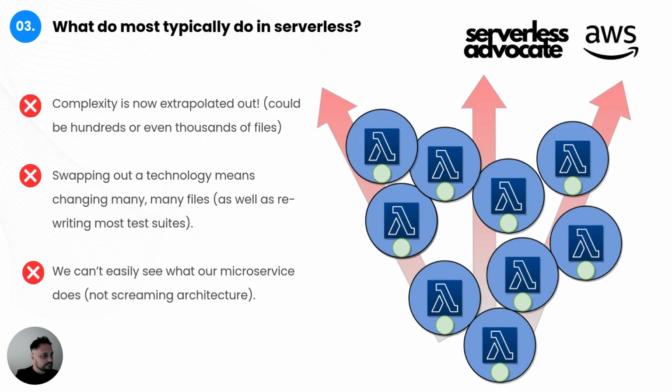And that's just one Lambda handler. Could you imagine if you've got hundreds of Lambdas? We've then distributed this complexity across all of them. So we're now having to change many, many files if we want to swap one technology out for another. And again, looking at screaming architectures, it isn't obvious what this microservice is actually doing. Very difficult to see.